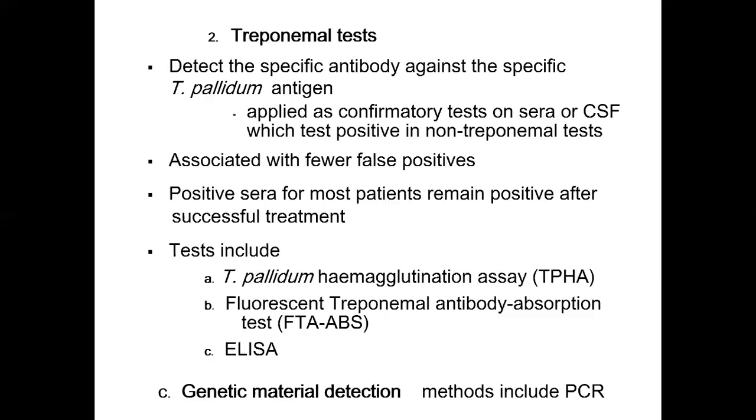Then the third category of tests, which we talked about, the molecular methods, involves genetic material detection. It could be DNA or RNA, depending on what it is, and the methods that are used we have covered in other areas. One of them is PCR.